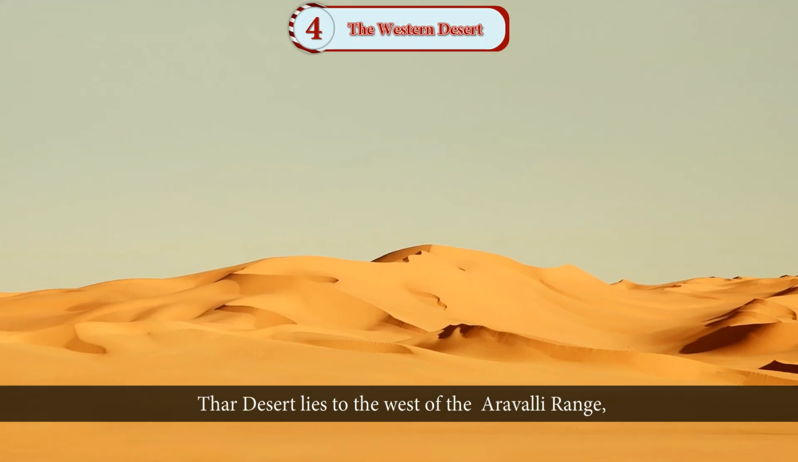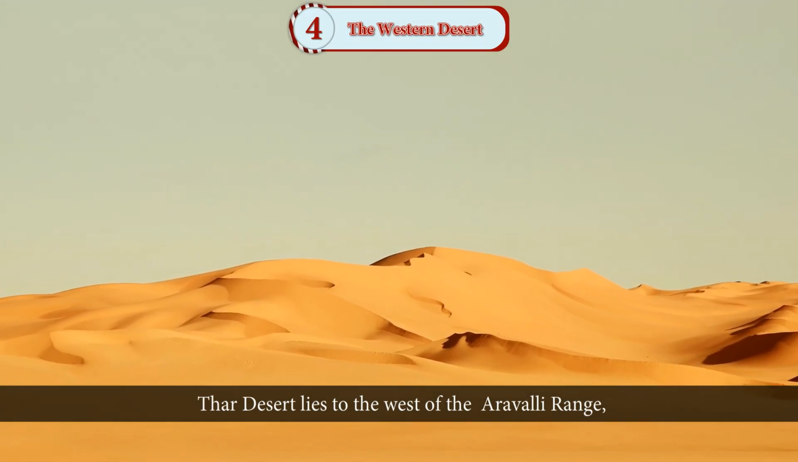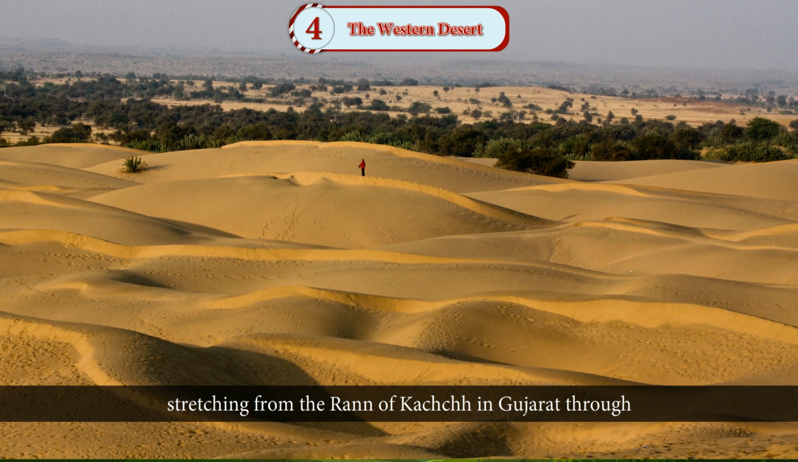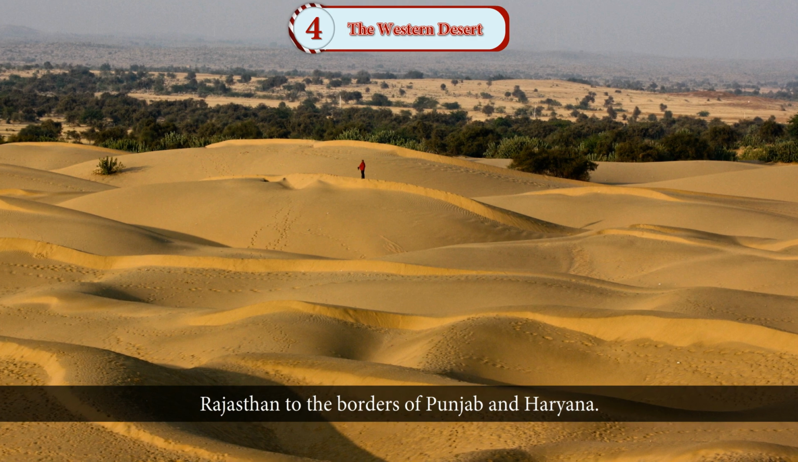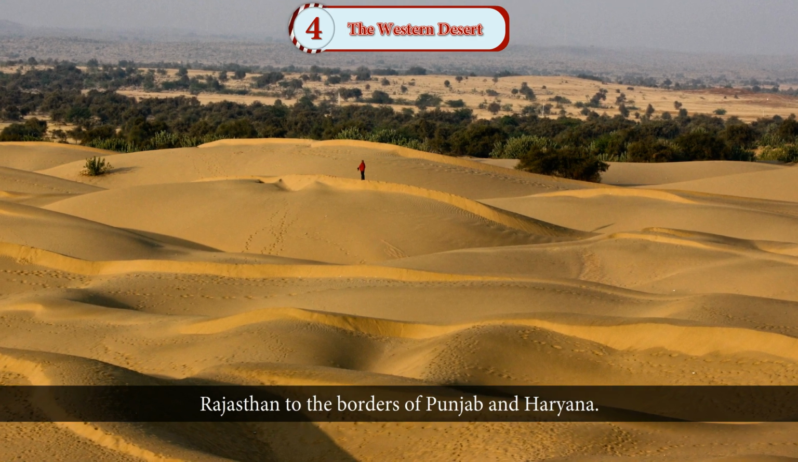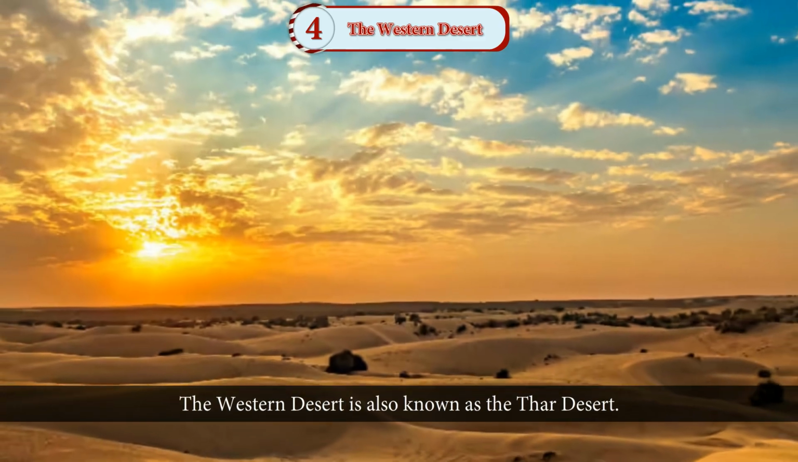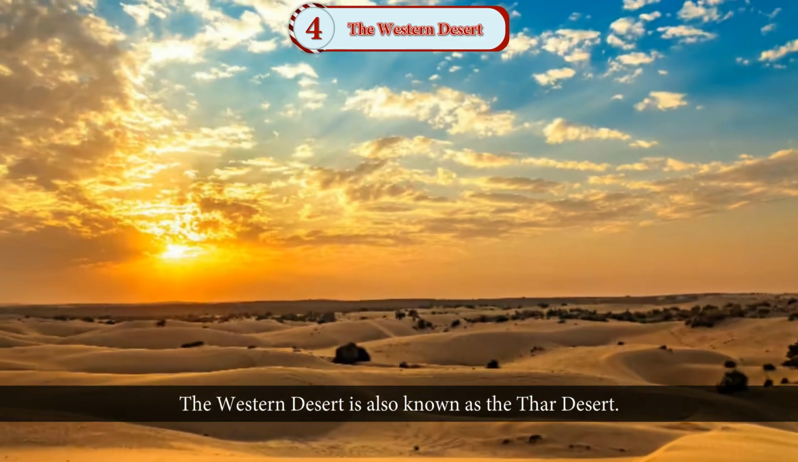The Thar Desert lies to the west of the Aravalli Range, stretching from the Rann of Kutch in Gujarat through Rajasthan to the borders of Punjab and Haryana. The Western Desert is also known as the Thar Desert.